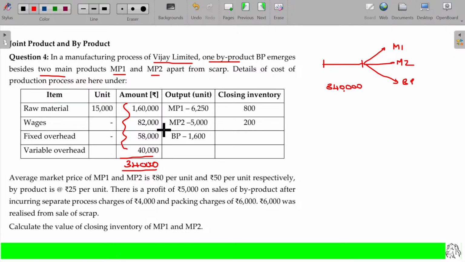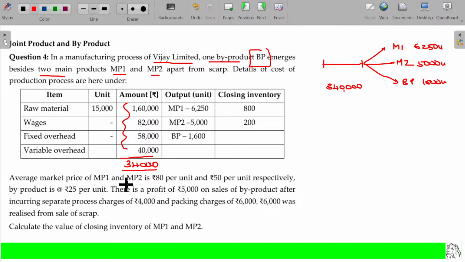Okay, we have been given the output also. 6,250 units produced. 5,000 units were produced. 1,600 units were produced. In case of byproduct, it could not generate sales revenue sufficient enough to adjust its own fixed, that is, common overhead. Usually, whatever NRV we recovered by selling the byproduct will be subtracted from the joint cost of 3 lakhs 40 in this case.